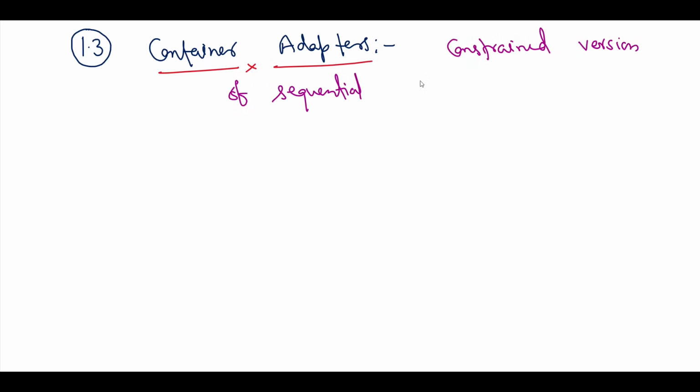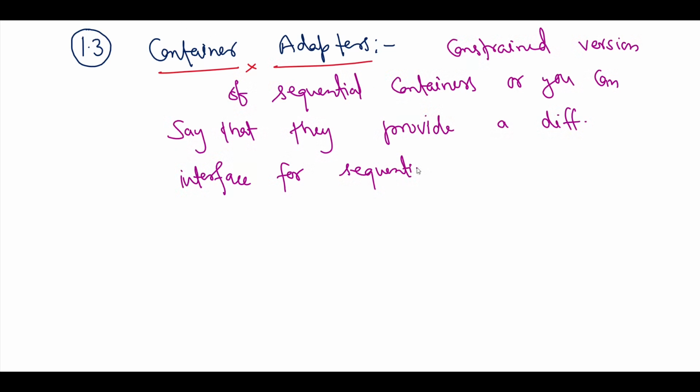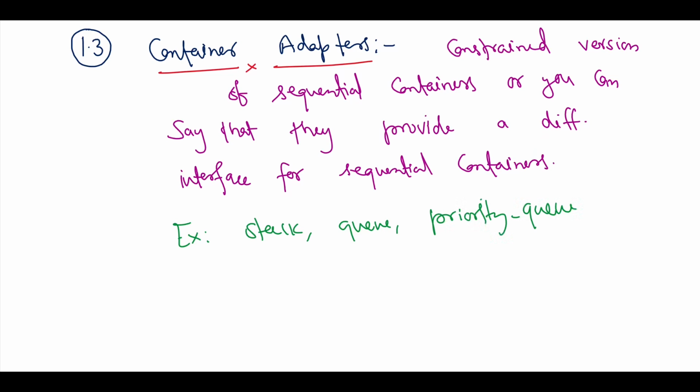So container adapters are basically constrained versions of sequential containers, or you can say that they provide a different interface for sequential containers. Examples of these types of containers are stack, queue, or priority queue. So now let's discuss these containers and their functions. The first thing that I am going to discuss here is stack.